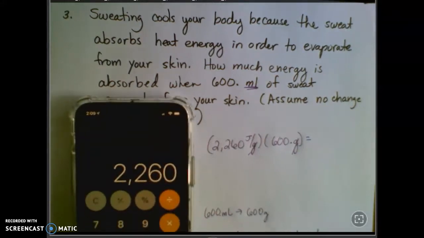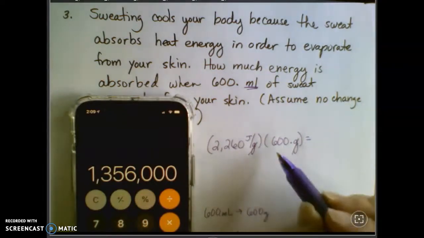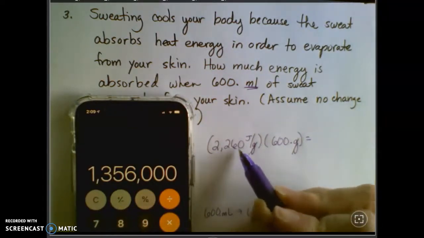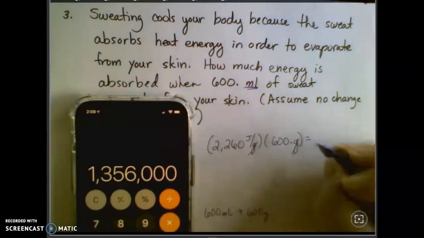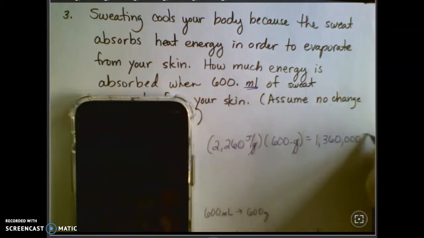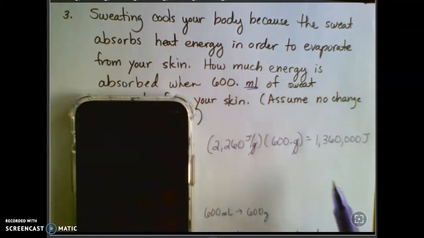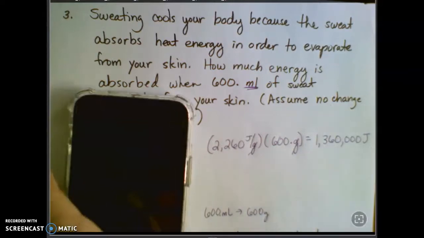2260 times 600, 1,356,000 joules. I'm looking at my significant figures. I have 3 and 3, so I'm going to round that to 3 significant figures. The 1, the 3, that 5 is going to round up to a 6. So 1,360,000 joules. Everything else, of course, after that place where I rounded became a placeholder 0.